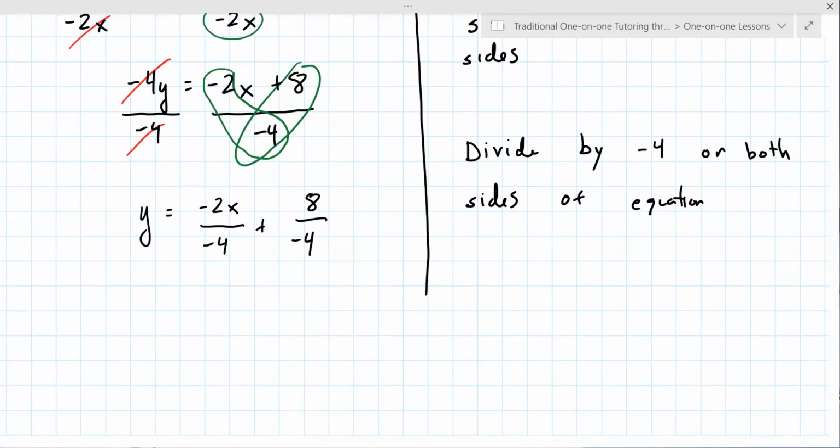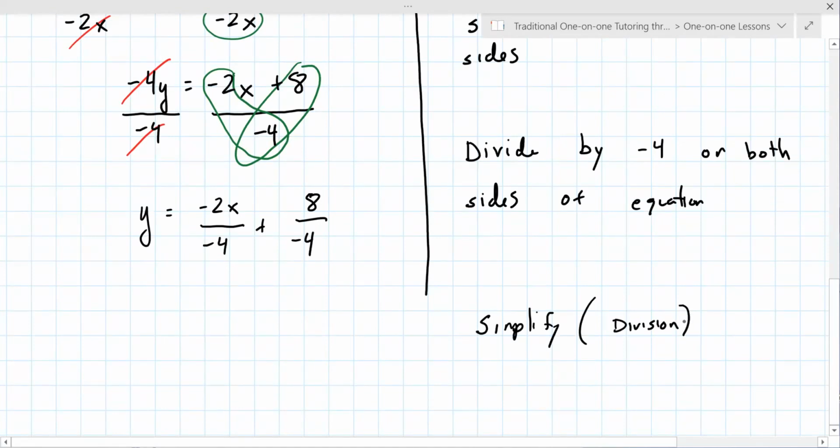Okay. All right. And the last step here is to simplify. But what we mean by that is we're actually going to do the division. Negative 2 divided by negative 4 is 1/2. 8 divided by negative 4 is negative 2.